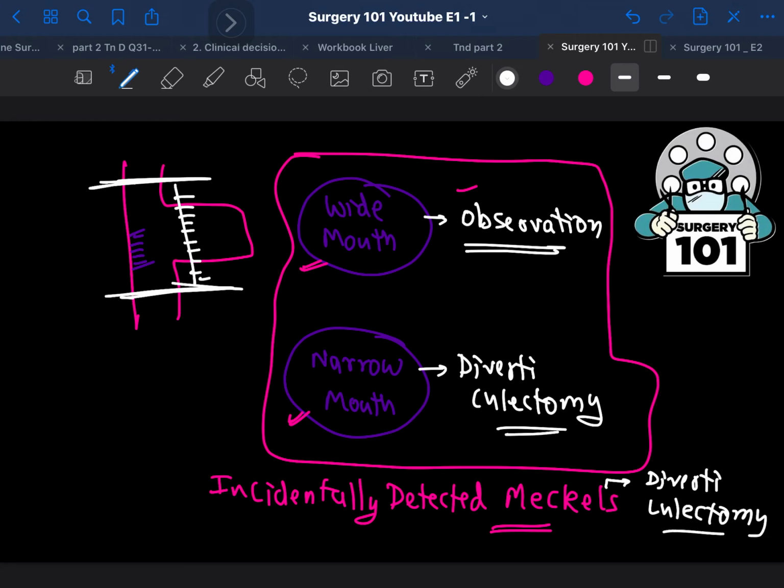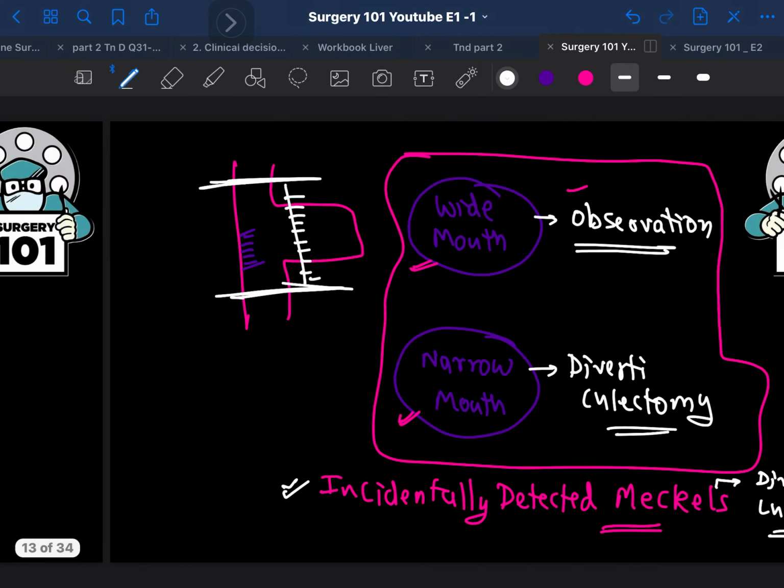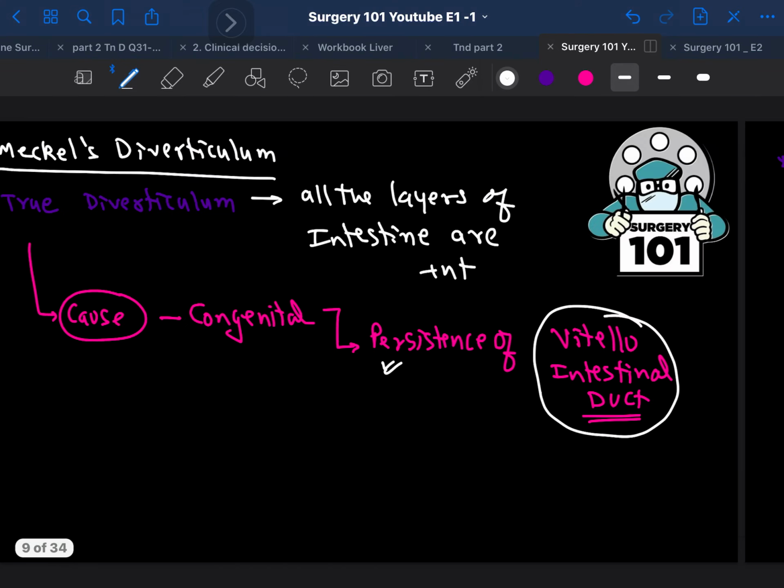So what you need to understand, in Sabiston they have written that if you have an incidentally detected Meckel's, you go in for a diverticulectomy. But if they specifically mention incidentally detected Meckel's with a wide mouth, you have to go in for an observation. With a narrow mouth, you have to go in for a diverticulectomy. I hope you are able to understand this particular point, guys. Right. So what I'll do, I'll just concise this Meckel's diverticulum for you.